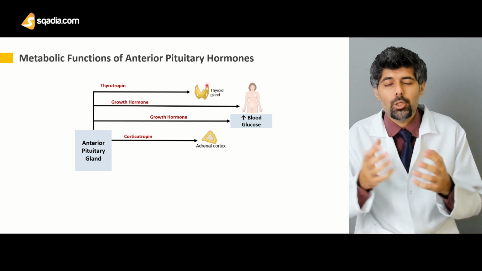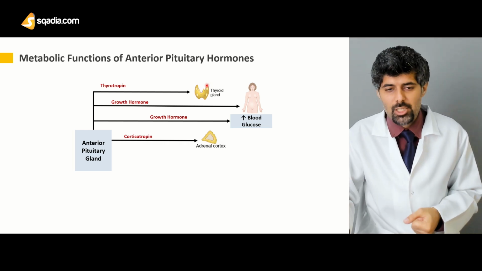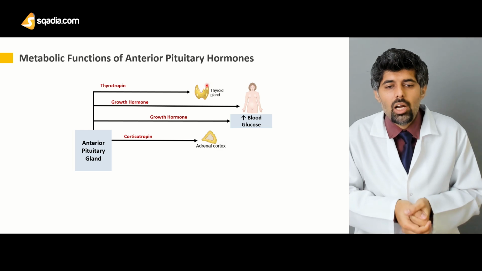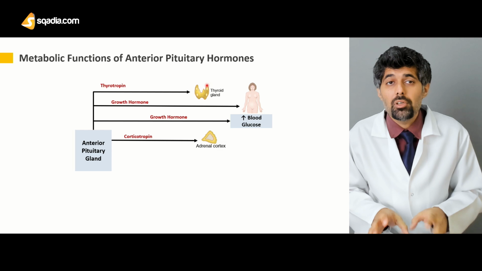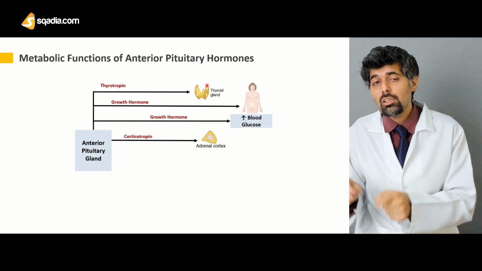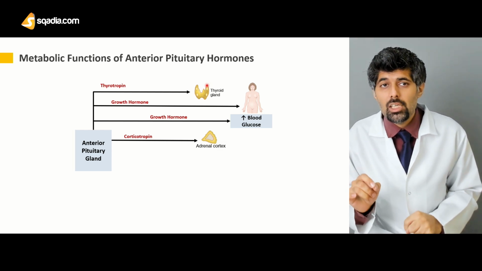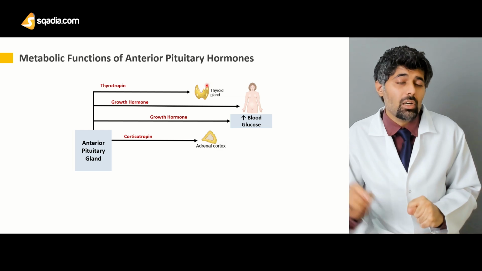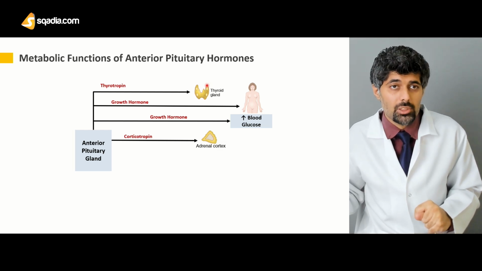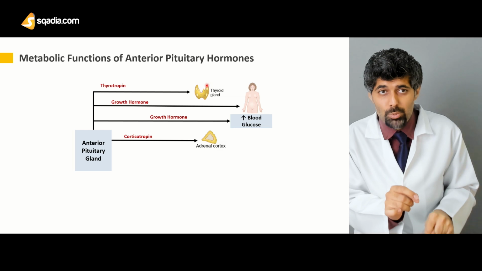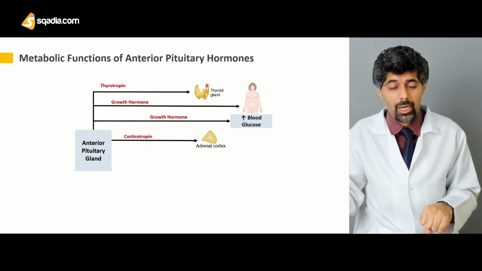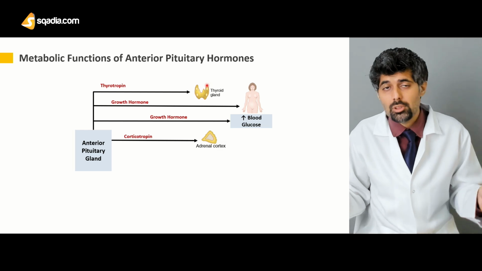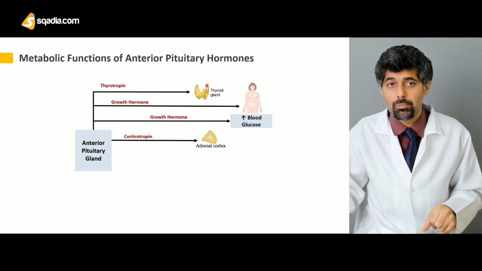Next, we have the corticotropins, or the ACTH. They affect the adrenal cortex. Like I said, they do not affect the adrenal medulla, and even in the cortex, they only affect the zona fasciculata and reticularis, because these are the ones which produce the glucocorticoids and the androgens, androgens being the testosterone and the DHEA.